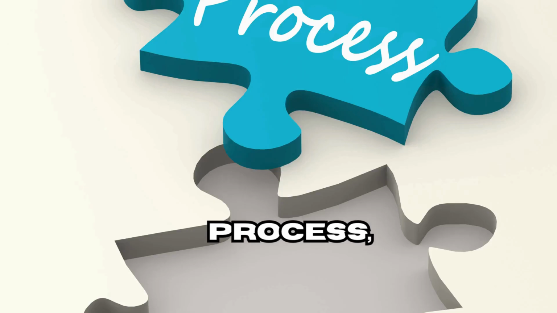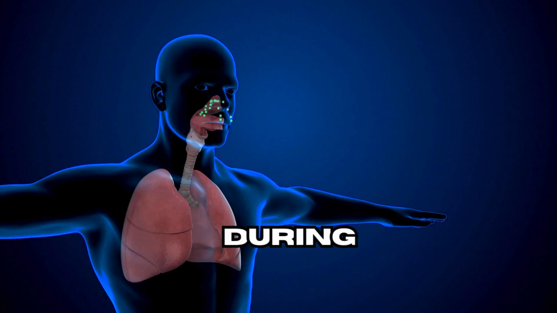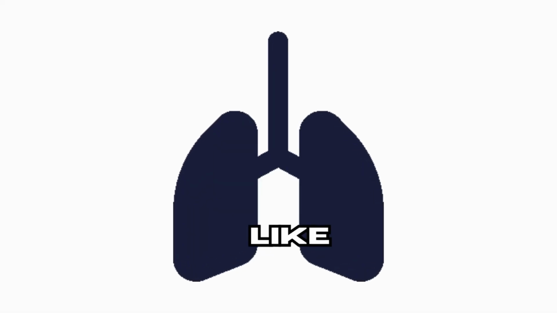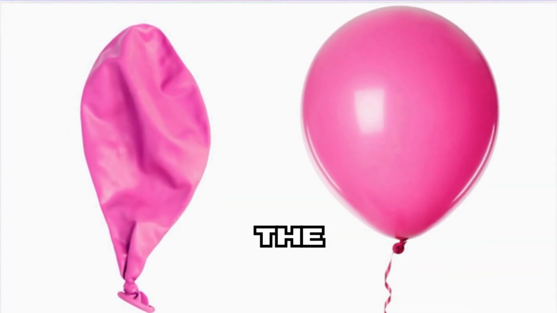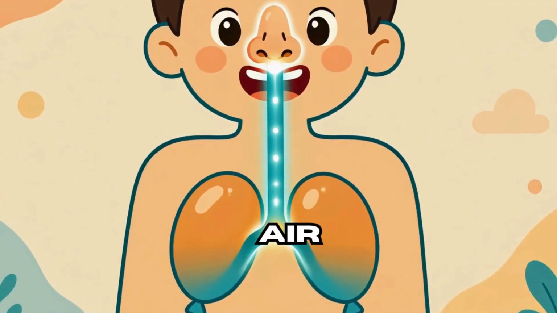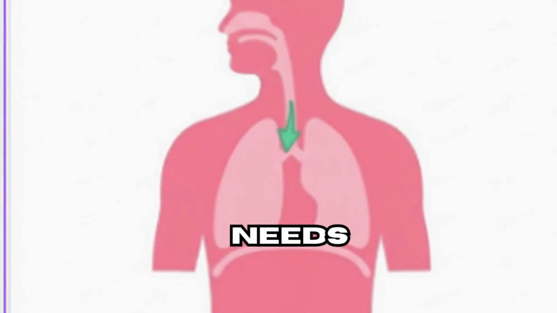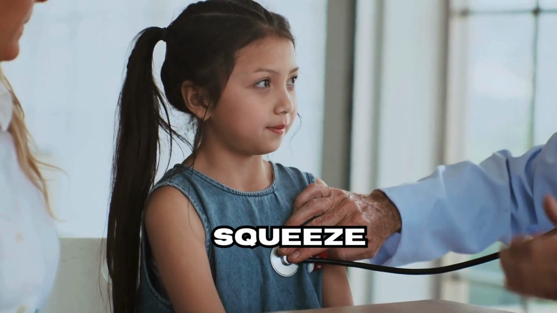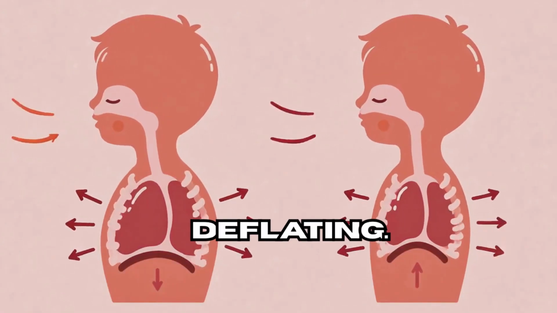Now let's talk about the process, what actually happens during breathing. When your child breathes in, the lungs fill up with air, like a balloon expanding. The chest rises. That air carries oxygen, which the body needs to work properly. When your child breathes out, the lungs squeeze the air back out, like a balloon deflating.